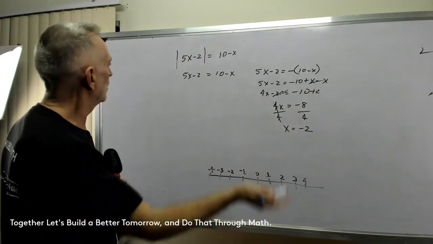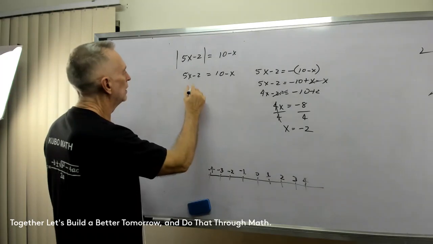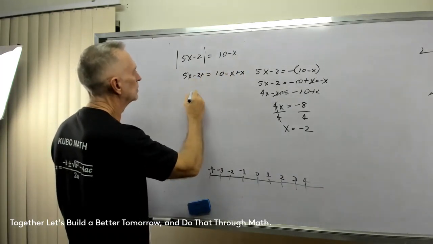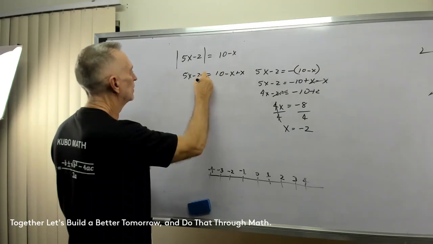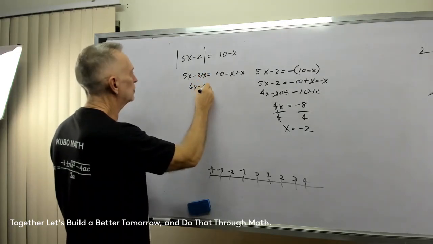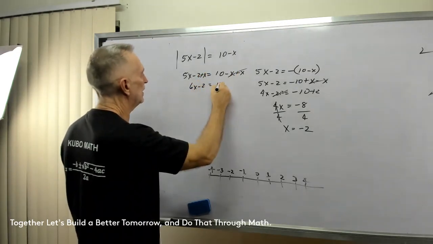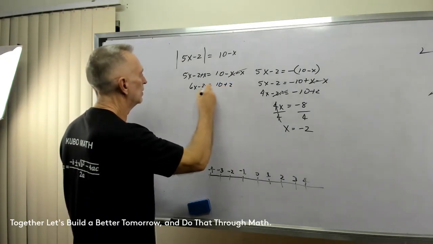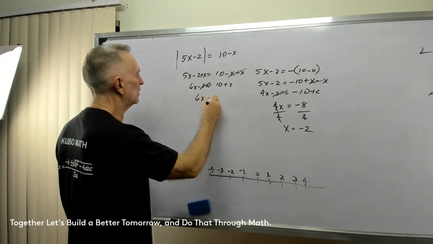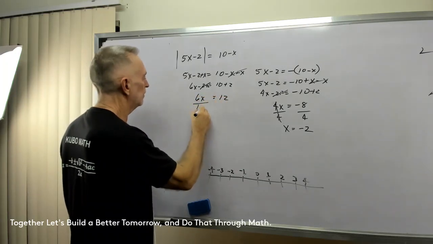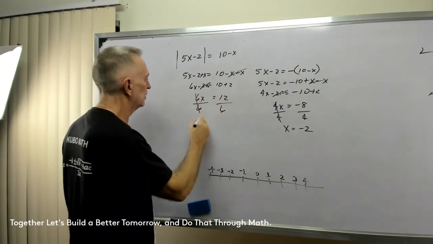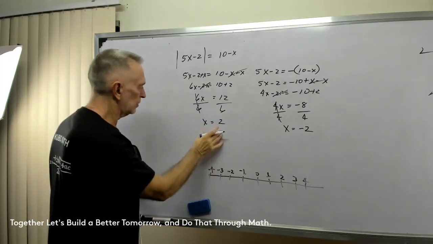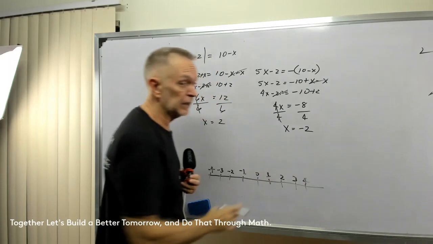Okay, now let's go to this side. Let's say I'm going to add x to both sides. 6x minus 2 equals 10. Now I'm going to add 2. These cancel. 6x equals 12. Divide both sides by 6. X equals 2. So I have x equals 2, x equals negative 2.